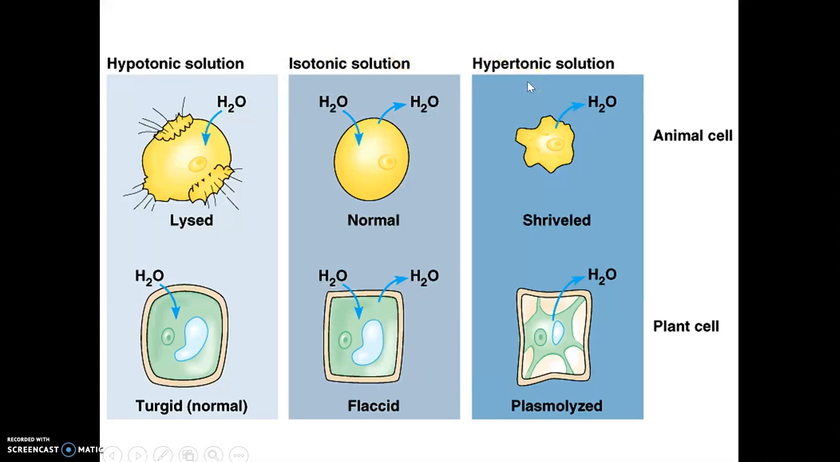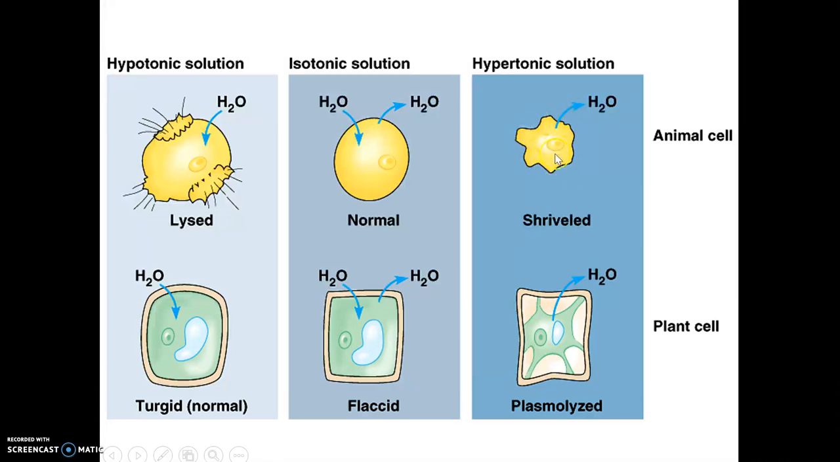A hypertonic solution is where there is more solute, more dissolved particles outside the cell than what is inside the cell. So water, again, moving towards the dissolved substances, is going to leave the cell. In an animal cell, it causes it to shrivel up.